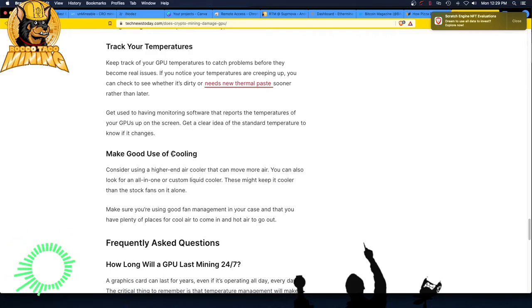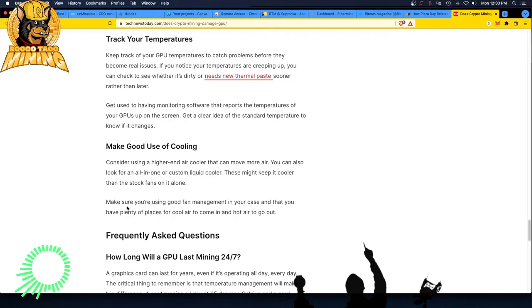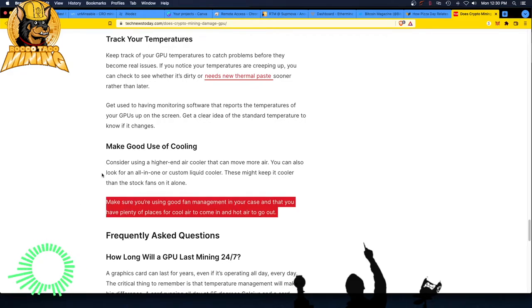Keep the flow through. Mine is open air in a tent, you could say. I need to keep that flow coming from low to high and exhausting out the 8-inch inline ducting with the inline fan. Yeah, make sure you're using good fan management in your case and that you have plenty of places for cool air to come in and hot air to go out.